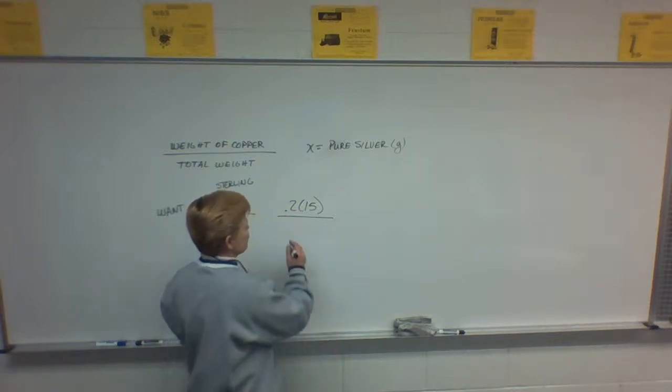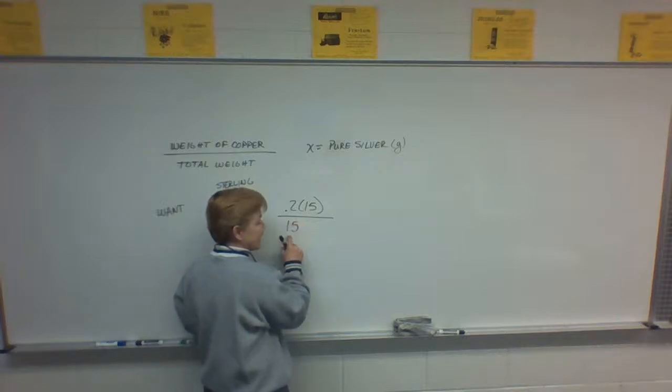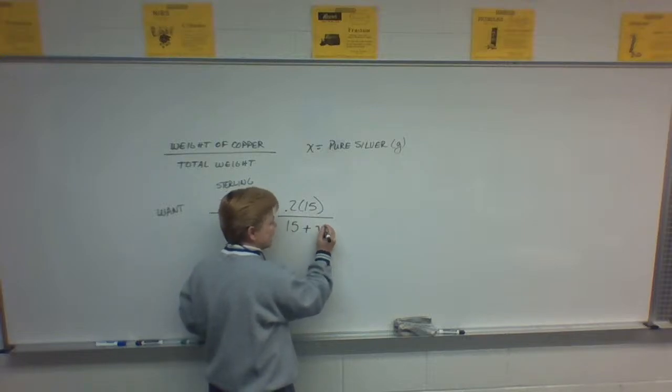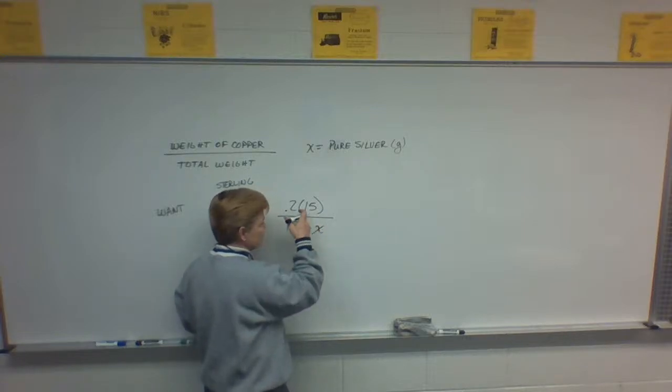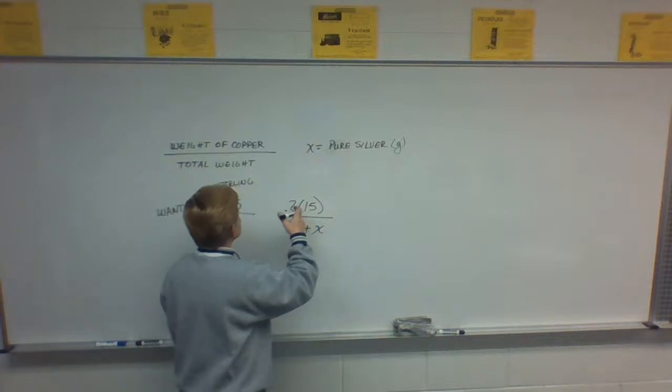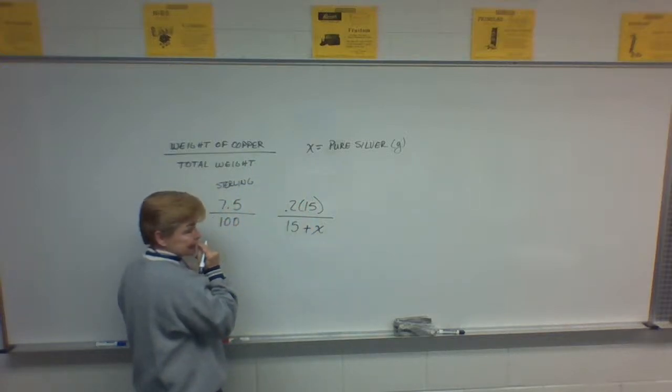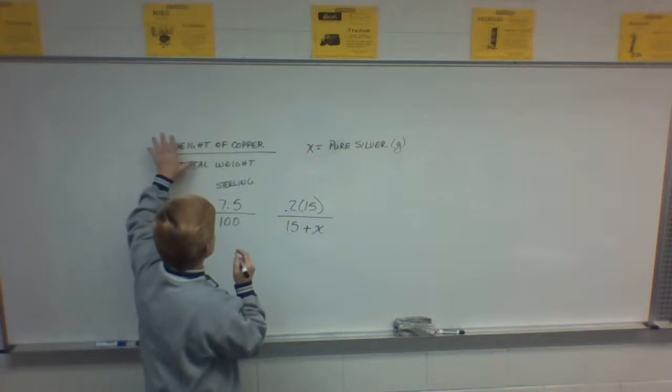And so the weight is going to be 15, which is what we have now in the 800 grade silver. And to that, the total weight is going to be 15 grams that we've got, plus what we're adding, until this turns into this. Did you catch all that? It's two ratios put together this way.